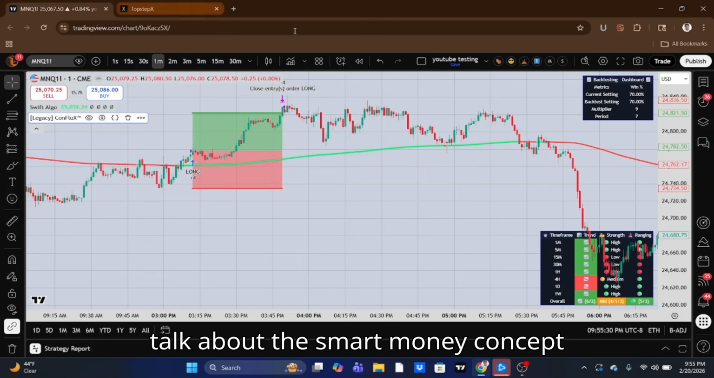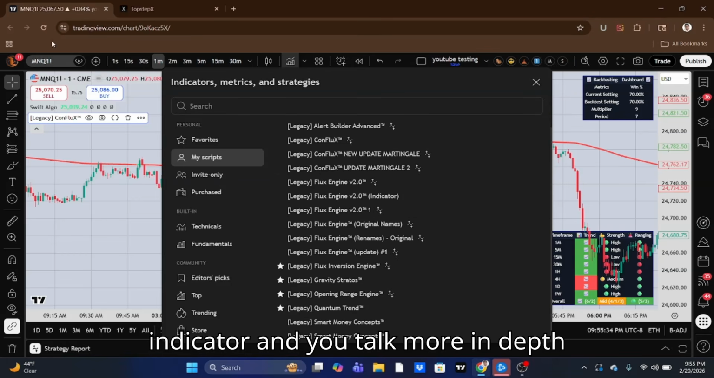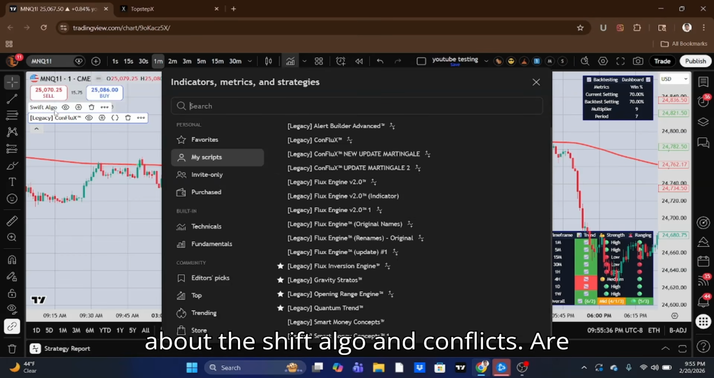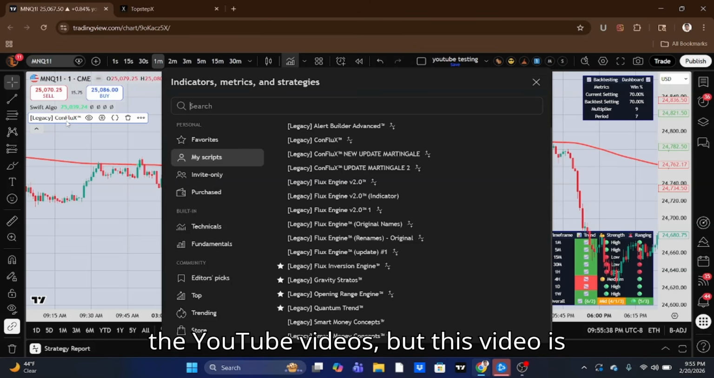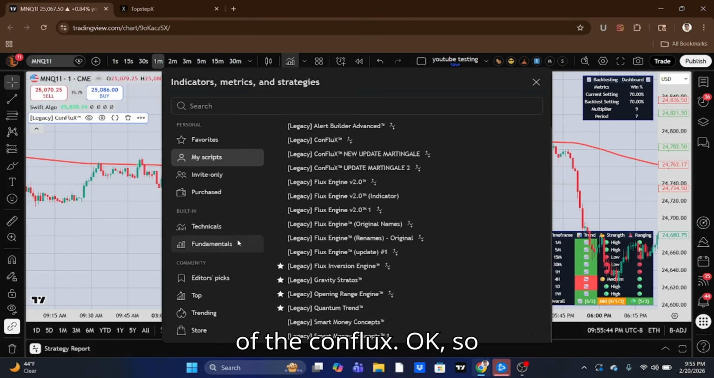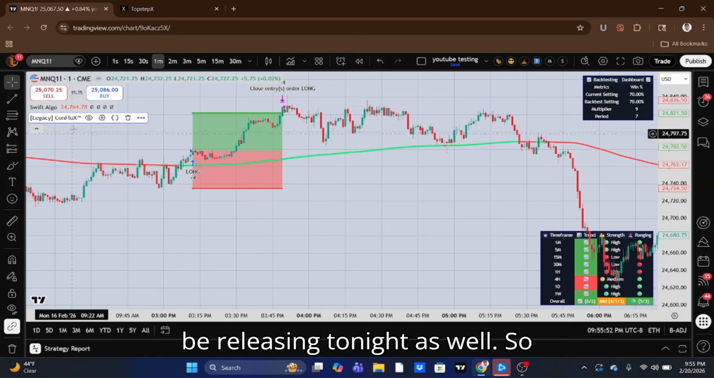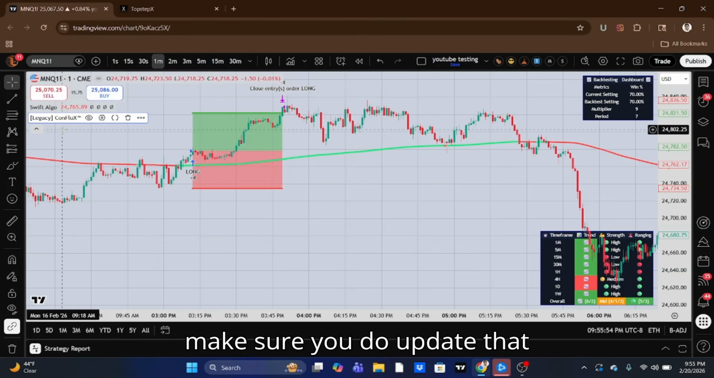And then let me actually talk about the smart money concept indicator. I do talk more in depth about the Swift Algo and ConFlux in my other YouTube videos, but this video is mainly just to show you the new feature of the ConFlux. Okay, so let me show you the smart money concept. That update will be releasing tonight as well, so make sure you do update that too.